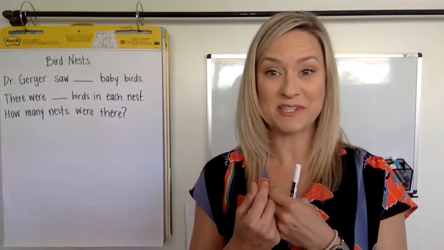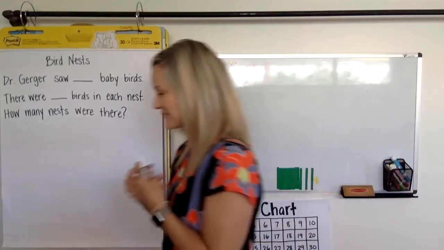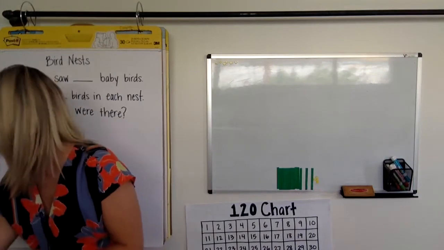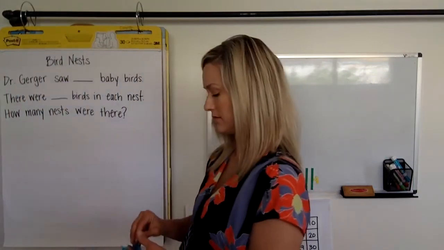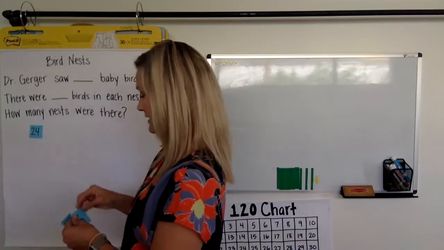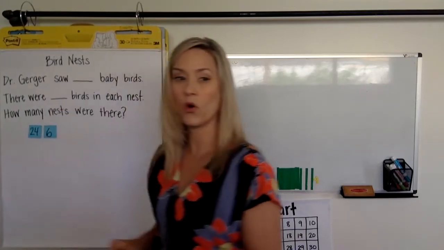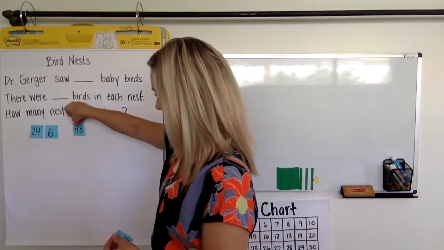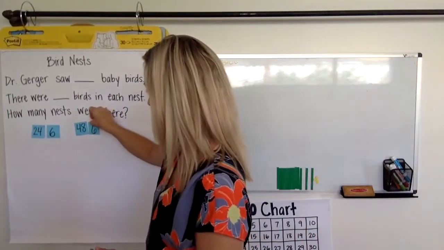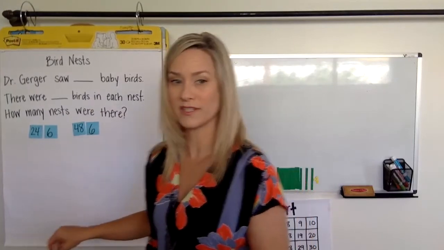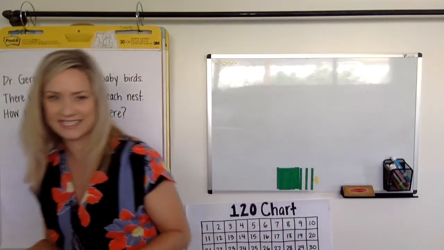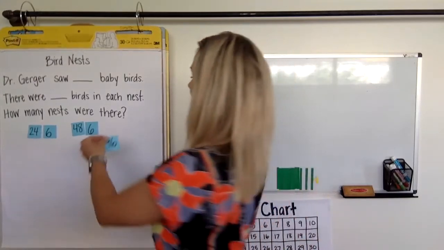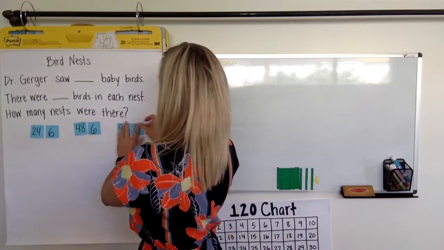Are you ready to hear your just right number set? All right, here it comes. Your just right number set might be 24 and 6, or it might be 48 and 6, or bonus. This one's going to be a challenge. If you want to try it, that is 96 and 6.